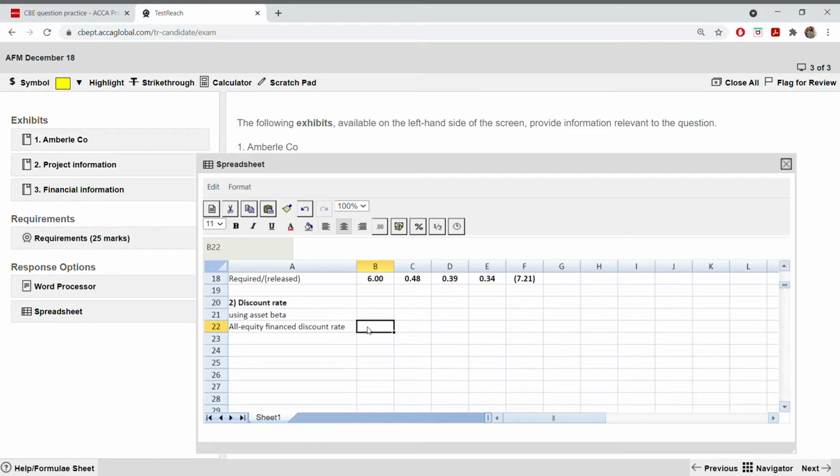Then 4% is the risk-free rate plus, okay, bracket. So the market risk return is 11% minus 4%, close bracket, multiply by 1.14, the asset beta present.